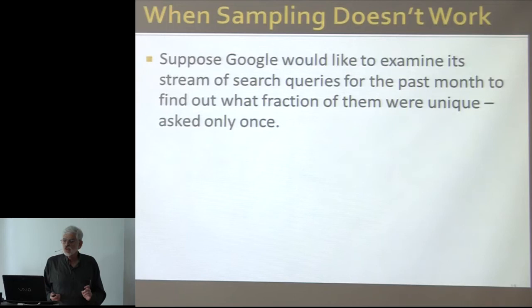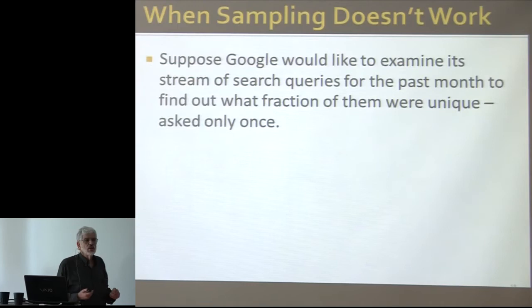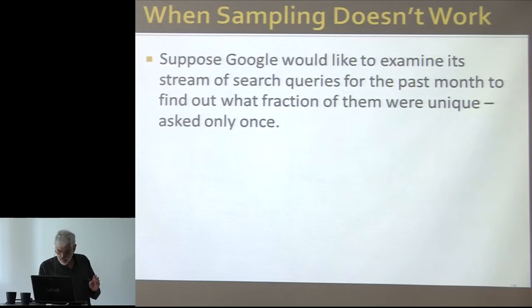So here's an example of a stream type of problem. Google wants to look at all the search queries that have been asked for the past month and find out how many of these have only been asked once. That is, they appear in the stream, but they don't.